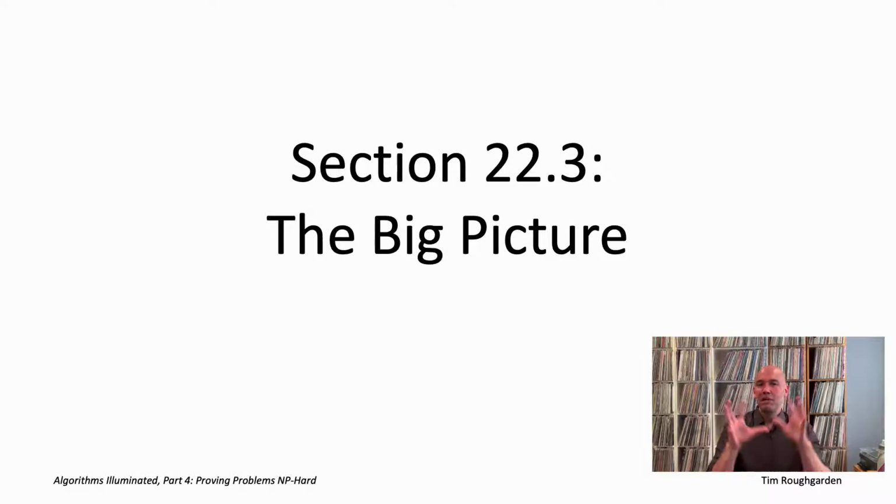This is a section about the big picture of what chapter 22 is going to look like. As we've mentioned, there's going to be 19 problems that we're discussing, all NP-hard, all proved NP-hard via reductions from the 3-SAT problem. So there's 19 problems and 18 reductions to keep track of. Let's get organized.